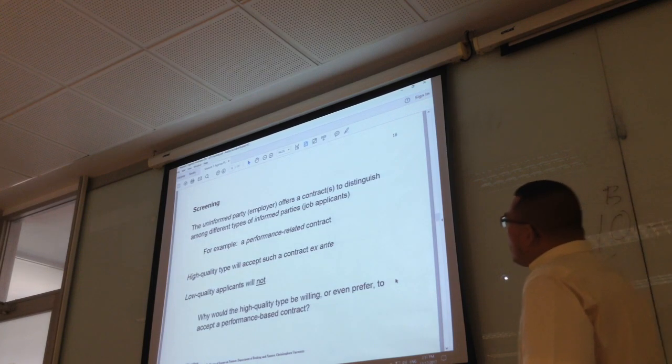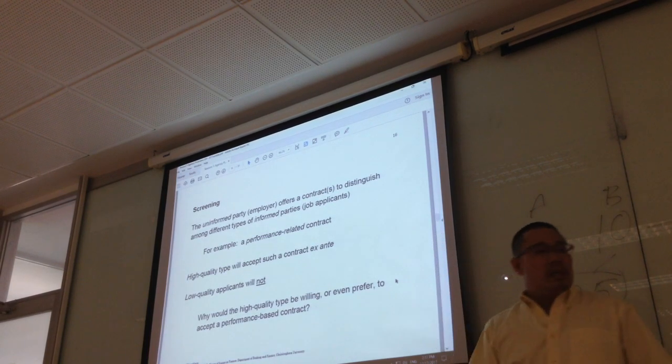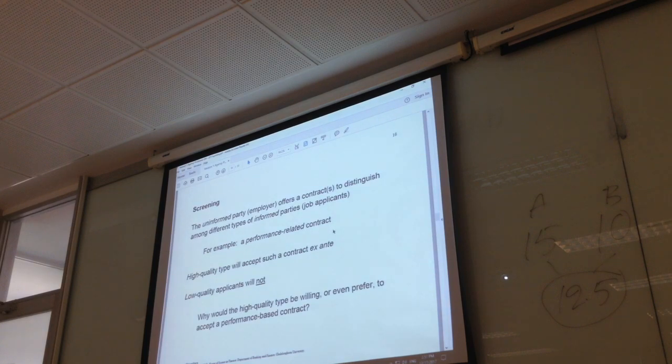Now, another solution. So far we've been talking about signaling. Another solution is screening. Here, the uninformed party takes action now. It offers a contract to distinguish among the types, for example, a performance-related contract. The problem here has the same structure. Job applicant, still the same. Say the same example, that's fine.